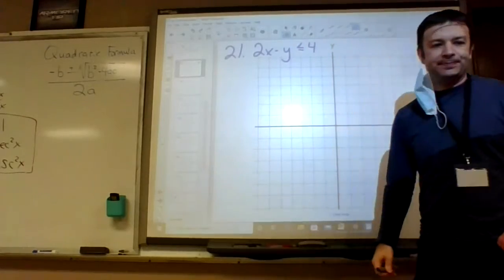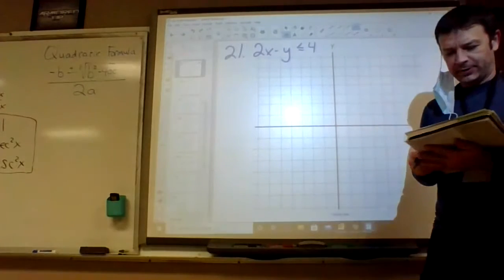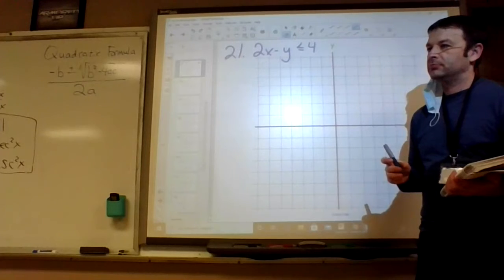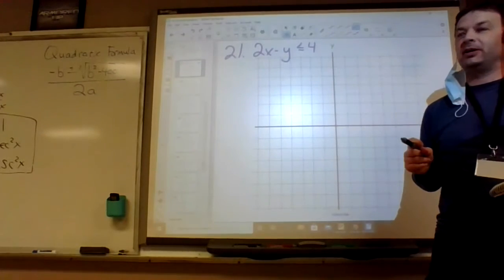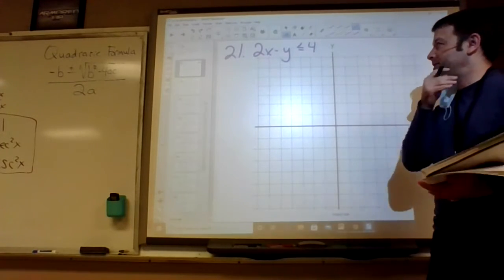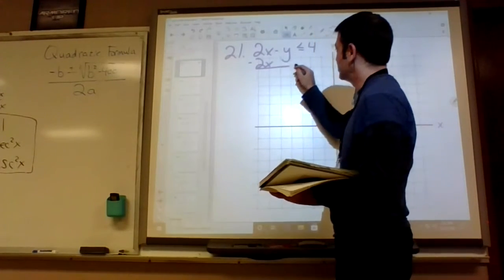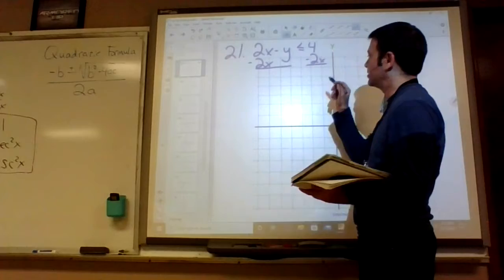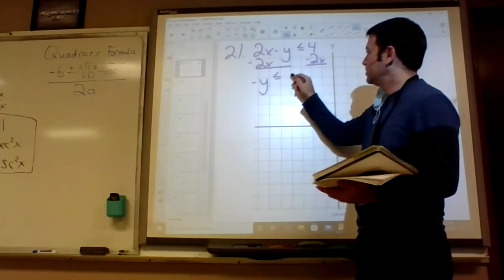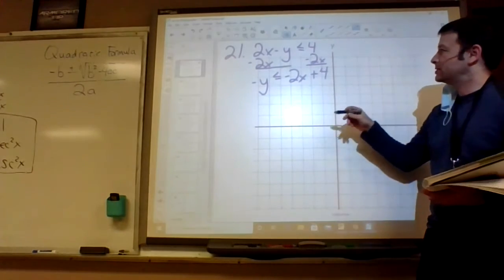Well, how do I graph that? You solve it? What do you mean solve it? Like, subtract. Yeah, you're pretty much right. You want to get y by itself so it looks like slope-intercept form. Once we get in slope-intercept form, then we know how to graph it, right? So subtract 2x. I'm trying to get y by itself over here. So I get negative y on the left side, and the minus 2x and the plus 4, do those mix? No, they stay separate.